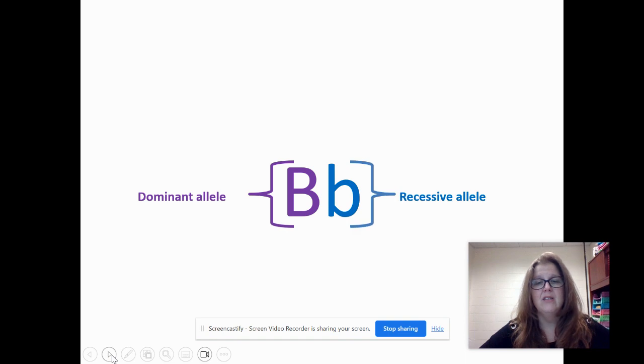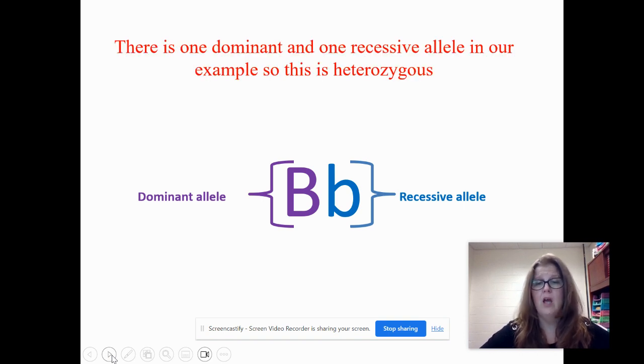So we have a dominant allele and we have a recessive allele. So we have two different forms of this gene. This was inherited. The dominant allele came from one parent, the recessive allele came from the other parent. For this particular trait, I'll stick with the flower color from the pea plants from before. They inherited a dominant and a recessive. Because they have two different forms of this allele, this is heterozygous. Remember, hetero means different. And in this particular case, the dominant phenotype would show up.